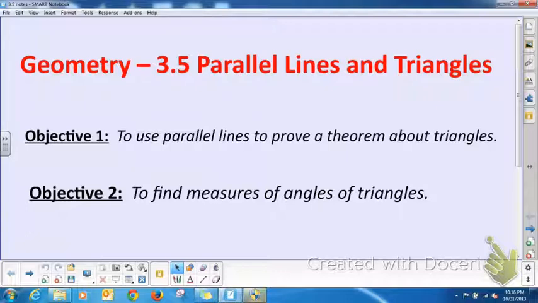The essential understanding of this section is the sum of the angle measures of a triangle is always the same, 180 degrees.